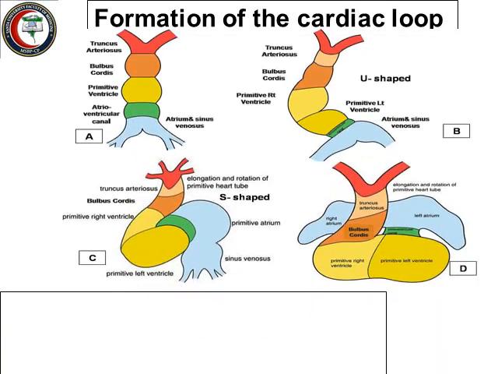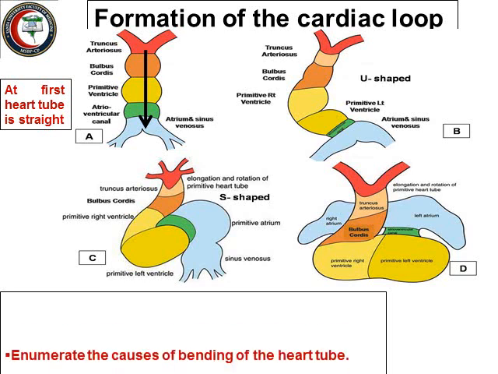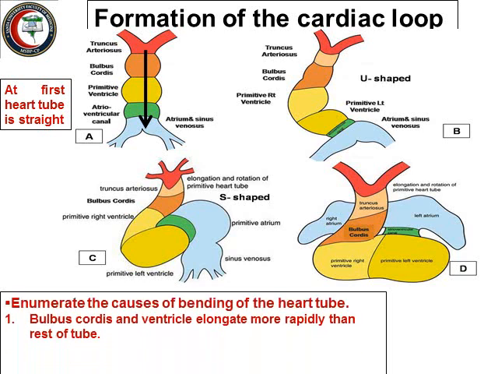Now let us see the formation of the cardiac loop. At first, the heart tube is straight. You can see it is straight from above downwards. But later on, it begins to bend and becomes U-shaped. What is the cause of this bending? Number one, the bulbus cordis and the ventricle elongate and develop more rapidly than the rest of the heart tube.